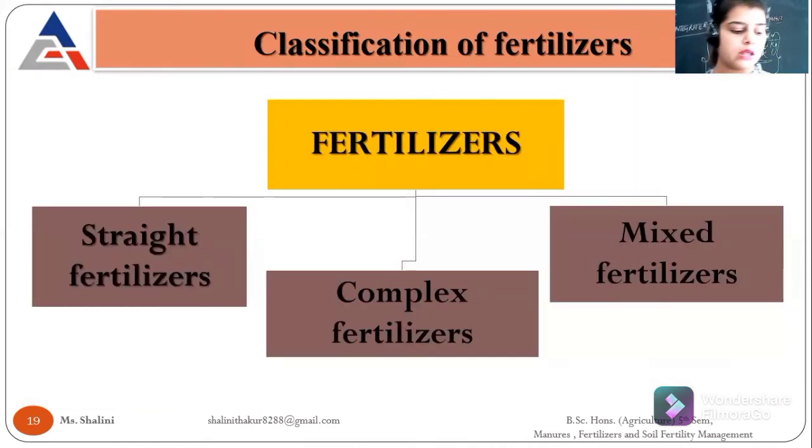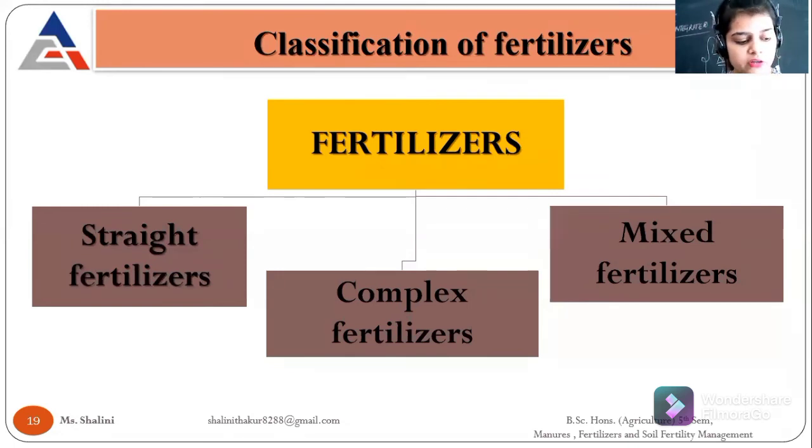Then I will tell you about the classification of fertilizers. Basically they can be classified into three: straight fertilizer, complex fertilizer, and mixed fertilizer. Straight fertilizers are those prepared or manufactured to contain only one primary nutrient. You all know that the primary nutrients are NPK. So a straight fertilizer has only one primary nutrient, either nitrogen, phosphorus or potash.